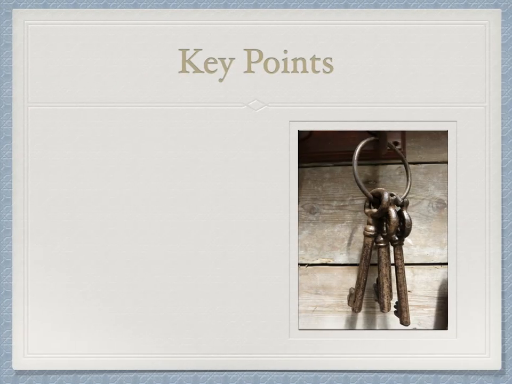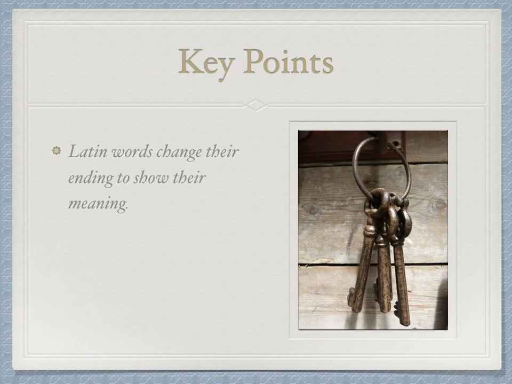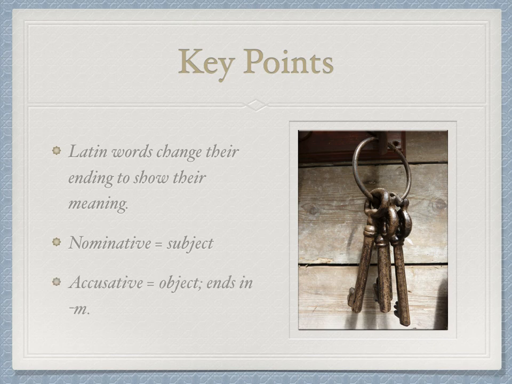So your key points to take away from this video are, number 1, Latin words change their ending to show their meaning. In English, that really depends on where they are in a sentence, but in Latin they can go anywhere because you need to look at the endings. The nominative case is used to show the subject or the noun doing the verb, whereas the accusative is used for the object, and this ends in M all the time.